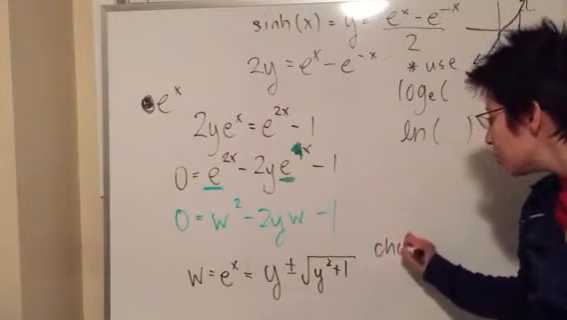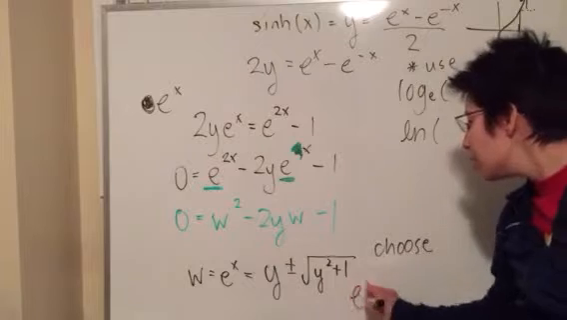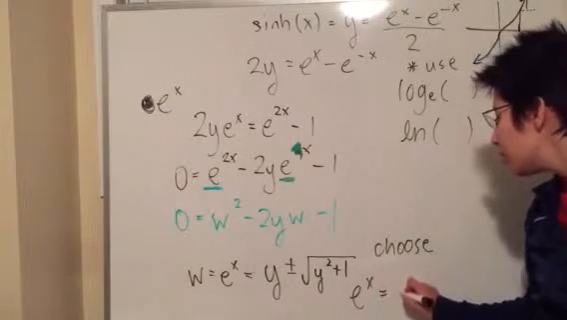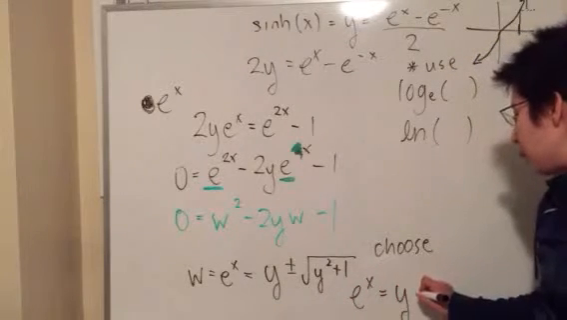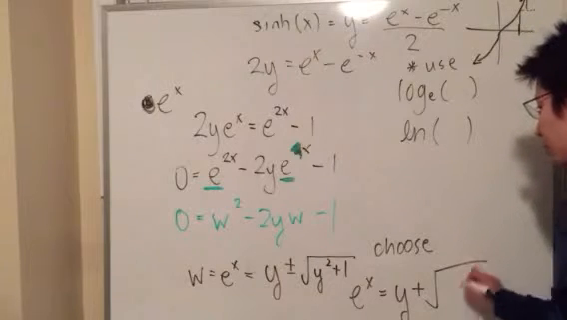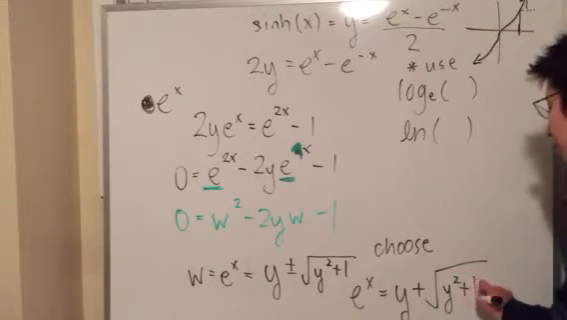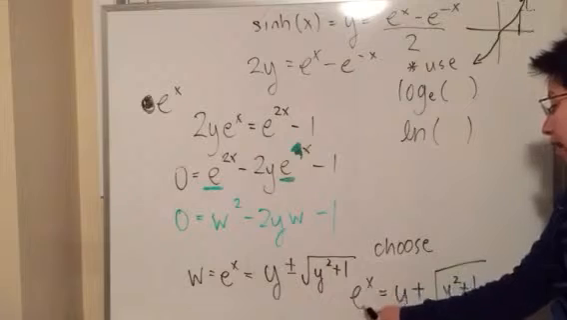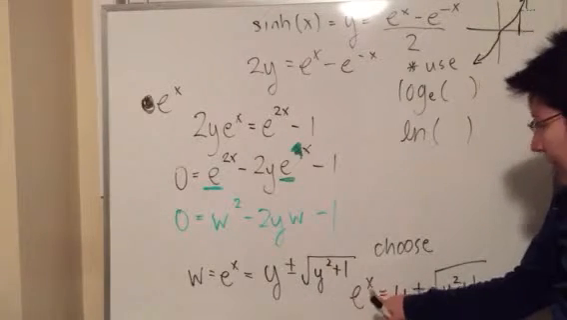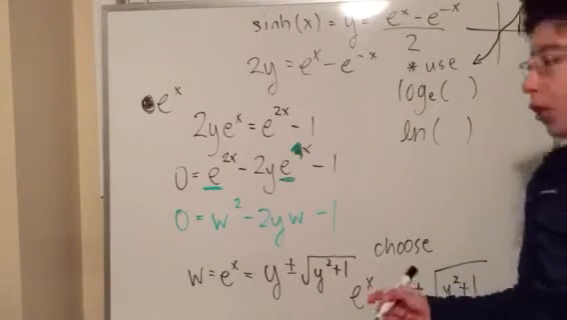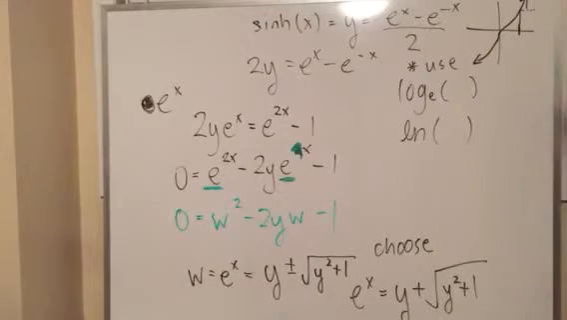So we choose e to the x is equal to the positive root. That's y plus the square root of y squared plus 1. That's the x. So you've gotten it down to just one little x. It's just stuck in an e. So you basically can take the natural log of both sides in order to get the expression that you want. But I ran out of room.